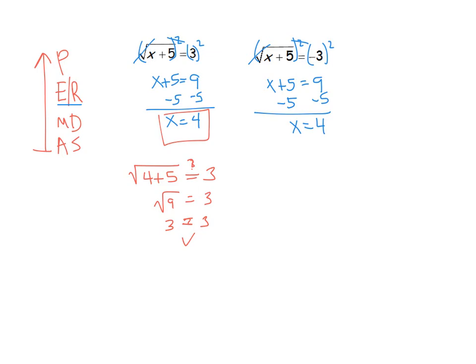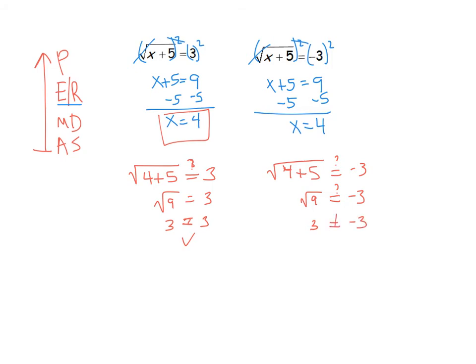So again, looks like a fine solution, right? X equals 4. But if we go back to the original equation, and we put the 4 in, just like we did on the left, the question is, does that equal negative 3? Well, we know the square root of 4 plus 5 is the square root of 9, and the question is, does that equal negative 3? Well, no, it doesn't. The square root of 9 is 3, not negative 3.